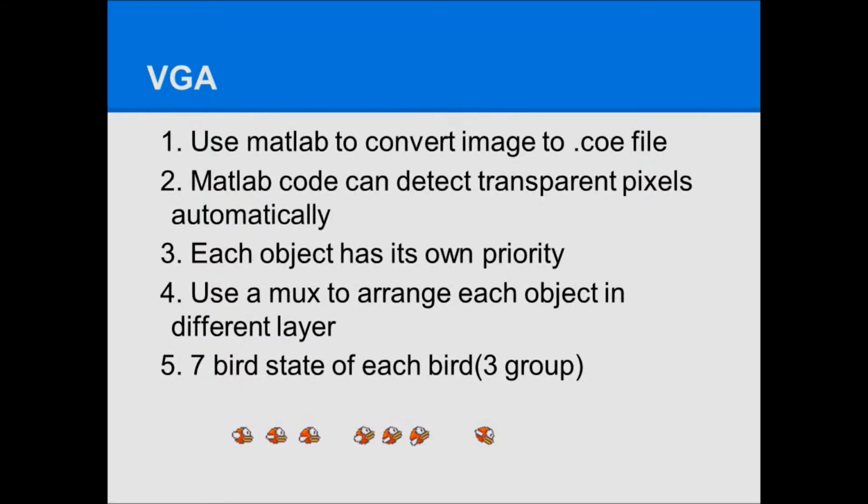In the VGA part, MATLAB code was used to convert the image to the COE file, and it can detect the transparent pixels automatically. Each object has its own priority, and muxes were used to arrange the objects into different layers. There are 7 bird states for each bird, divided into 3 groups. And the logic part gave me the group index, and the VGA made it fly.